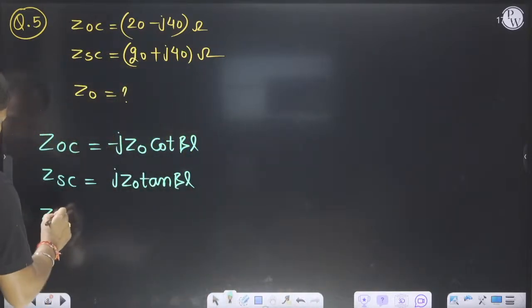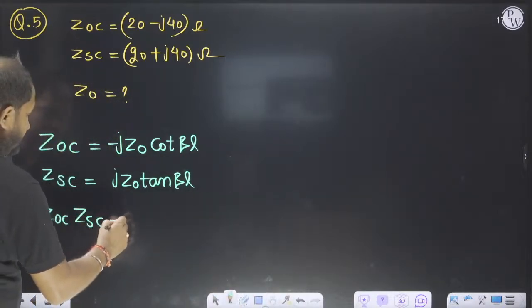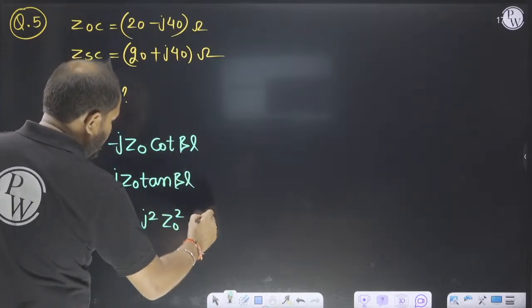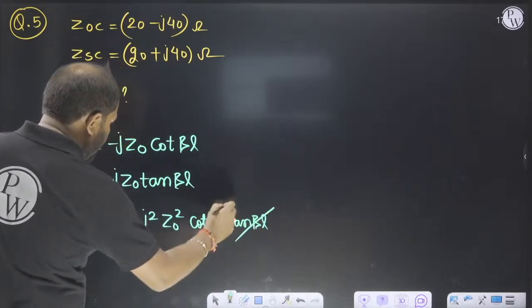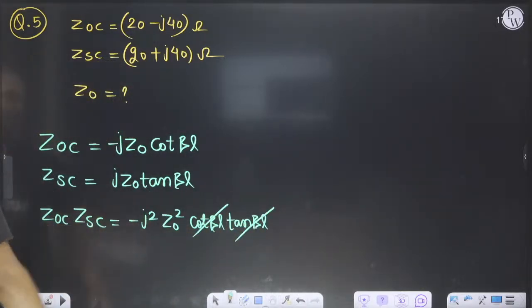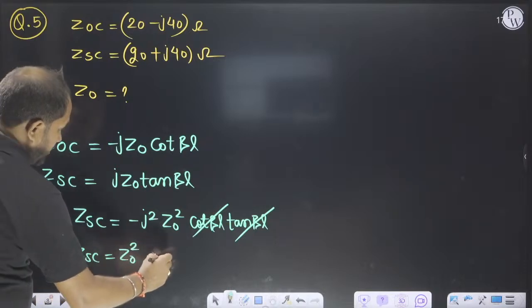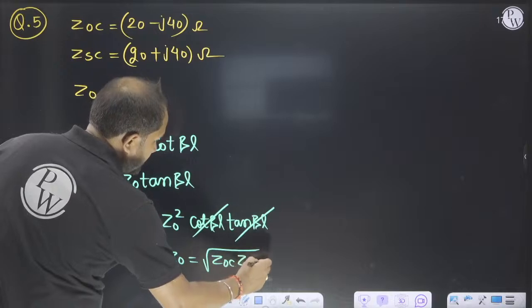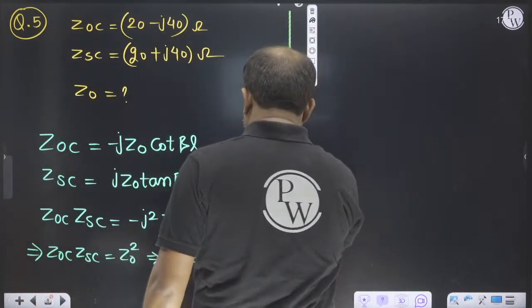If you multiply ZOC and ZSC, you will get minus j squared Z0 squared, and cot(beta L) into tan(beta L). Cot(beta L) and tan(beta L) will cancel out. j squared is minus 1, minus minus plus. So ZOC into ZSC will be equal to Z0 squared. So Z0 will be equal to the square root of ZOC into ZSC. We put in the values of ZOC and ZSC.